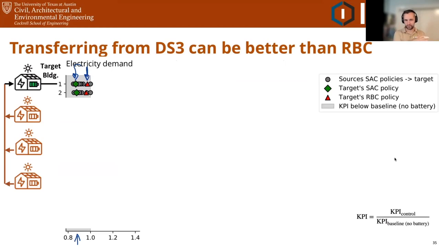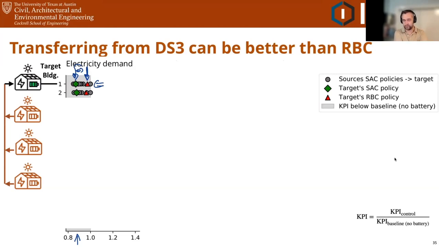So the charts I was talking about before show the difference between the two: the smart controller is the diamond, and the triangle is the time of use design. The gray circles are the results you get if you use another building's agent and deploy it on building one. So you see with almost every single agent, every single building in this case, I get better results than the RBC. And that's pretty cool, right?